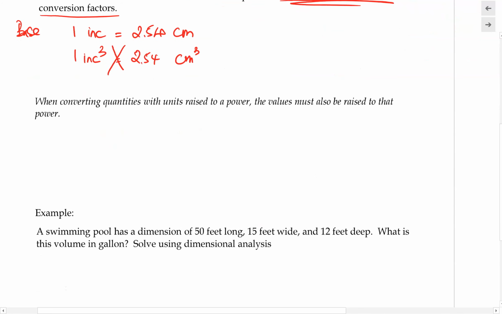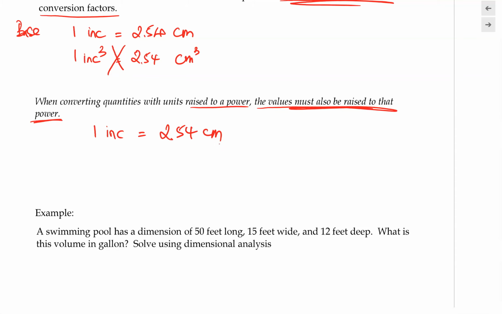So when converting a quantity with a unit raised to a power, the value must also be raised to that power as well. So here is how we would derive the relationship when certain units are raised to a power. Again, let's go back to 1 inch equals 2.54 centimeter. And now to find the relationship between cubic inch and cubic centimeter, we have to do the following. First, raise both of them to that same power, in this case, the third power.